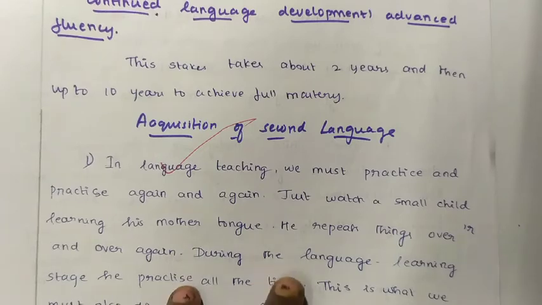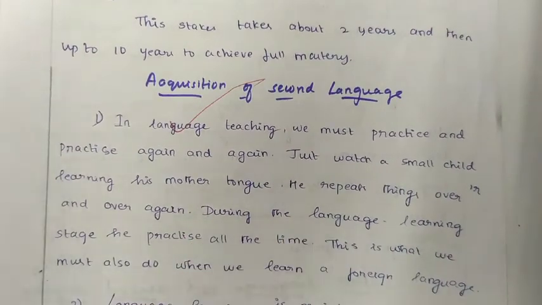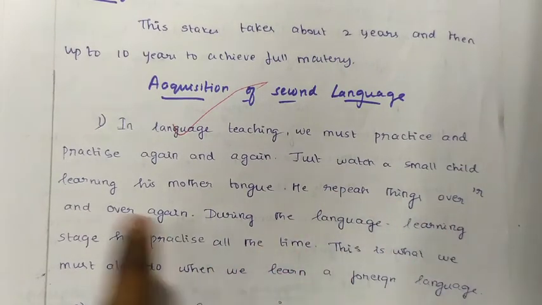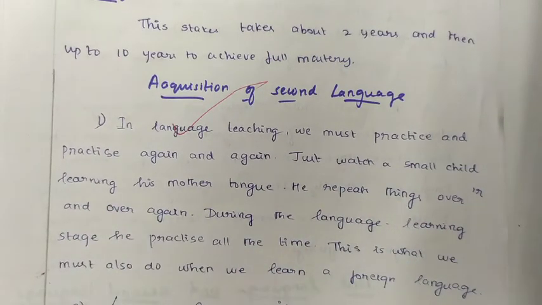In language teaching, we must practice and practice again and again. Okay. Just watch a small child learning his mother tongue. He repeats things over and over again, right? What their parents are telling, what their relatives are telling. So the child used to tell it again and again. Likewise, we also should act like a child, and we should also tell a word or pronounce a word again and again.